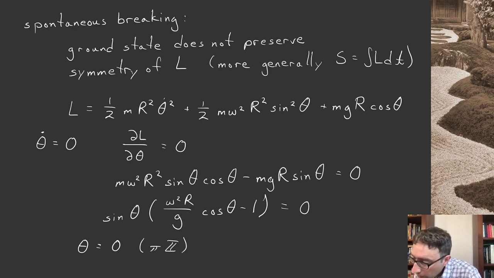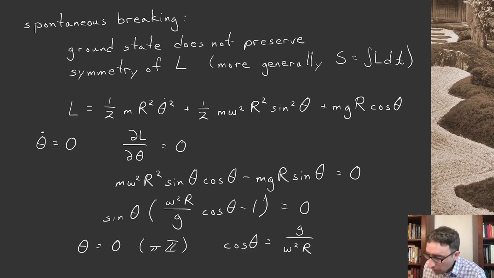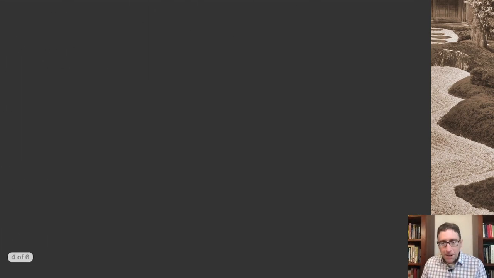And another case that we can do is we can set cosine theta equal to g over omega squared r, which of course only makes sense if that constant on the right-hand side there is less than 1. Okay, so let's draw the potential in these two cases, and we'll see what's going on. It really is basically like that Mexican hat potential you're familiar with from the usual spontaneous symmetry breaking example.